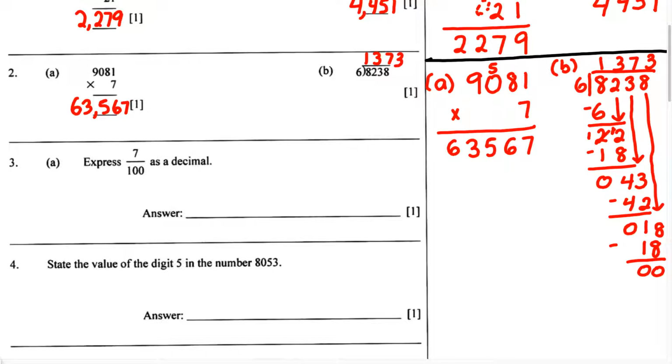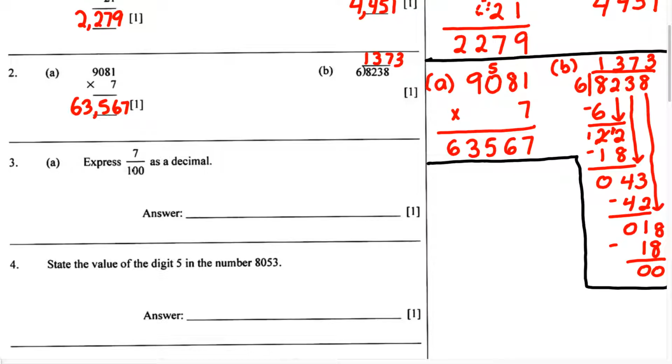Okay, let's do question 3. It says express 7 over 100 as a decimal. Let's read it one more time. It says express 7 over 100, which we know is a fraction, as a decimal. All they want us to do is change this fraction into a decimal.